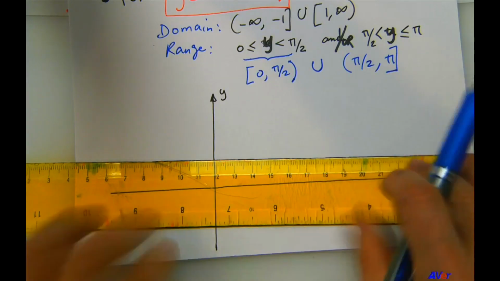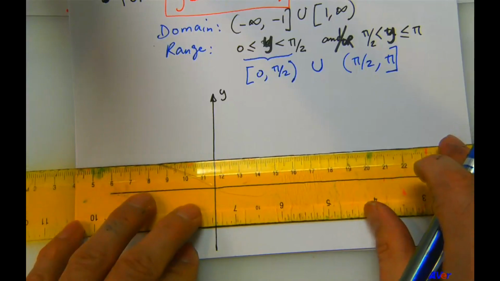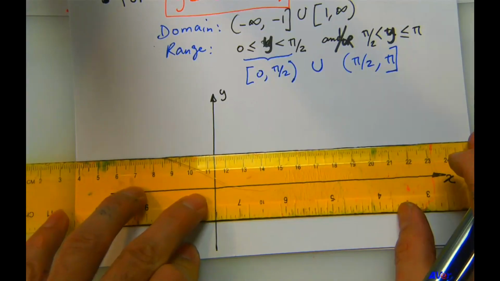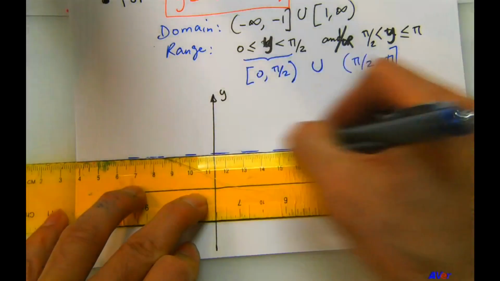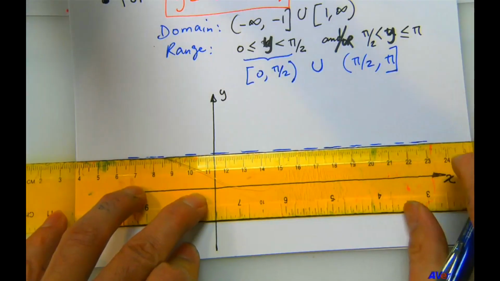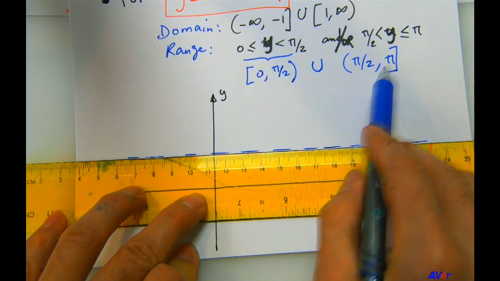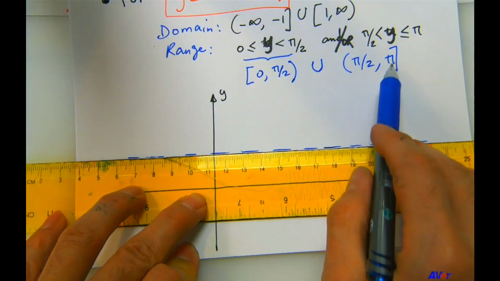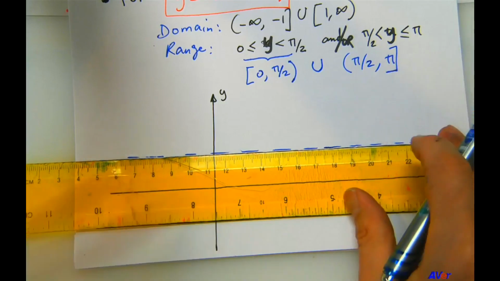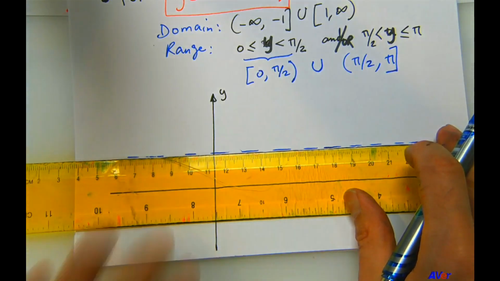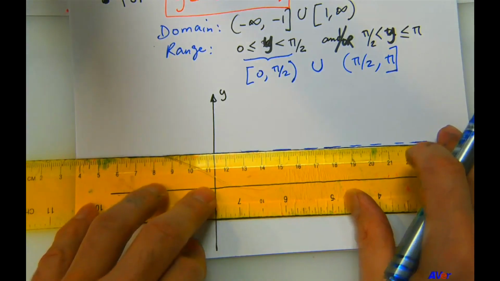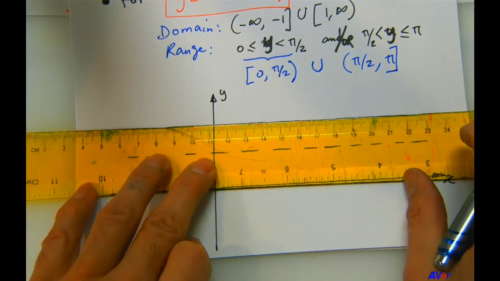Okay. So I'm going to draw an asymptote for pi over 2, like that, and an asymptote for pi. We can't go beyond pi, right? Well, so let's see.